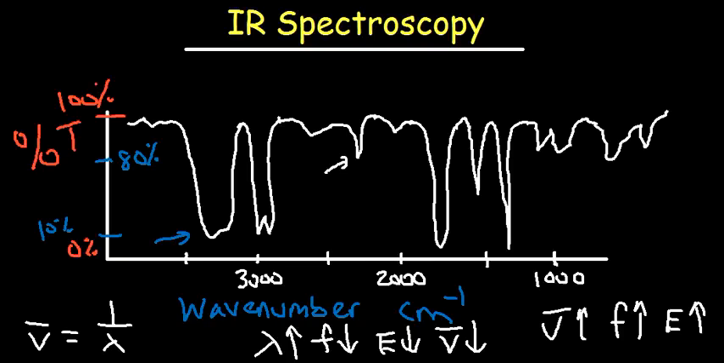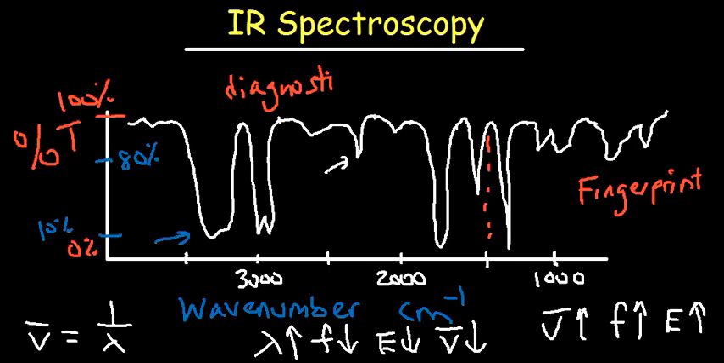Now, around 1500, it separates two regions. The right side is known as the Fingerprint Region, and in this region, you really don't want to focus on it too much. What we're going to focus on is the left side, which is known as the Diagnostic Region, also known as the Functional Group Region. The left side clearly helps you to identify the functional group. The right side tells you about the molecule as a whole. It's unique to each individual molecule, just as your fingerprints are unique to you.